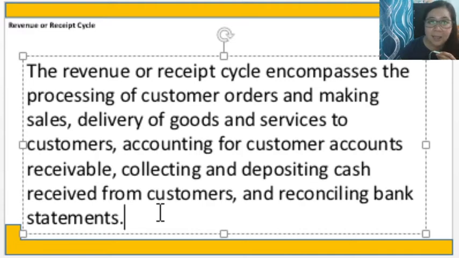In case of payment, the cash will be deposited, after which the monthly bank statement will be reconciled with the recorded amount in the books of the entity. Okay, so this is the revenue cycle, or these are the transactions which are included under the revenue or receipt cycle.